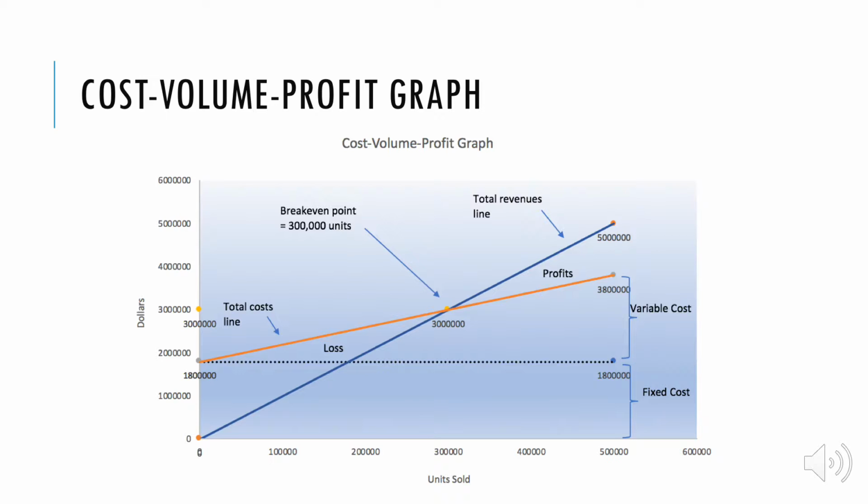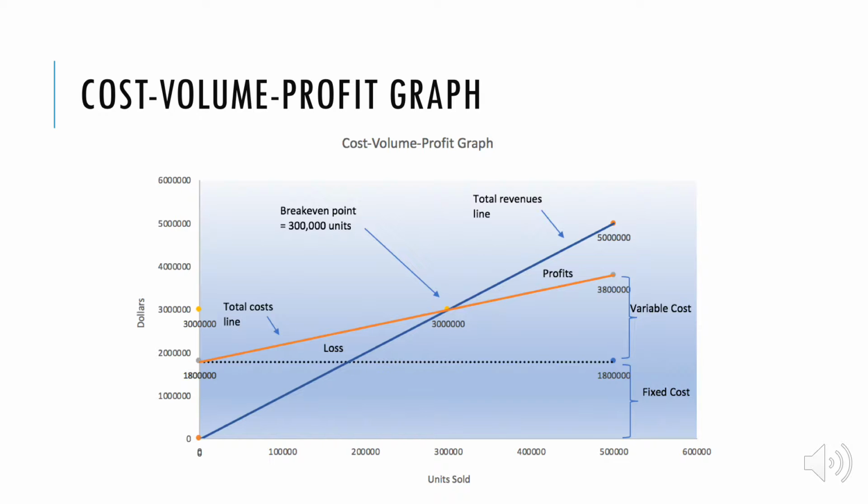To create the cost volume profit graph, first we will plot the total revenue by picking any 2 points. One convenient point is the origin of the graph where the revenue is zero at 0 units sold. Second point can be chosen at any other convenient unit sold and determine the corresponding total revenue. In this case, I pick point where 500,000 units sold and the revenue at the selling point is $5 million. Second, plot the total fixed cost. In this case, the fixed cost is given at $1.8 million.